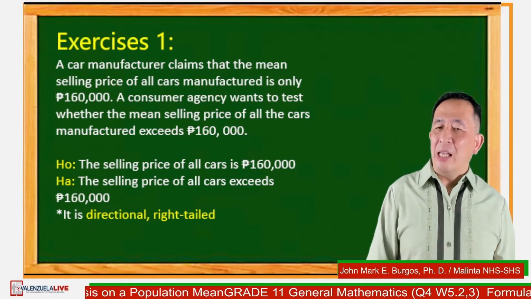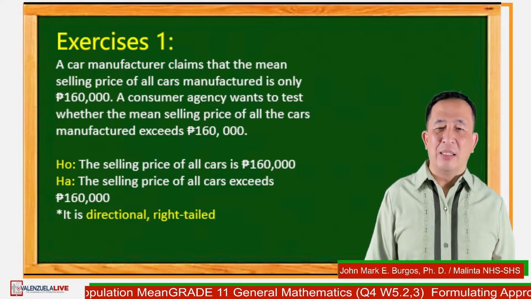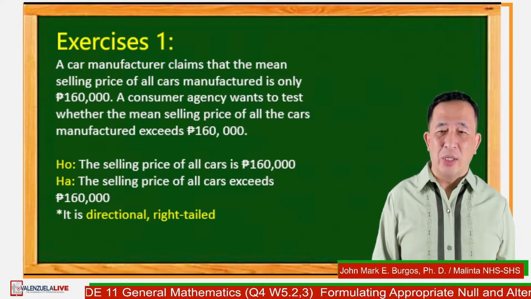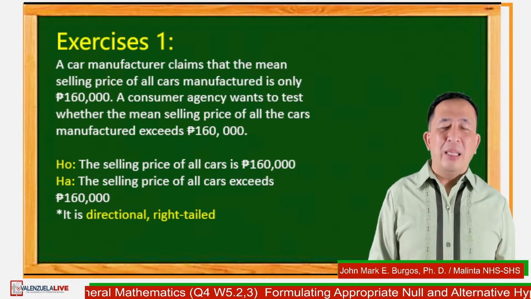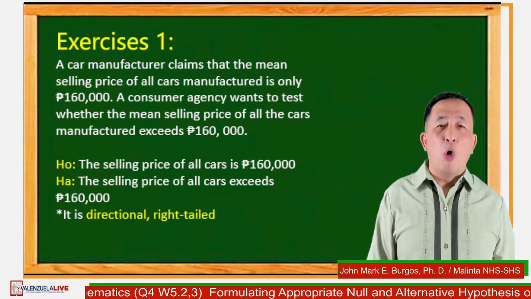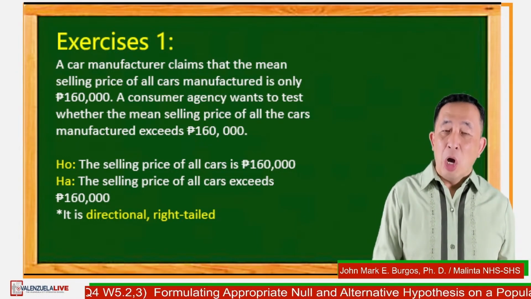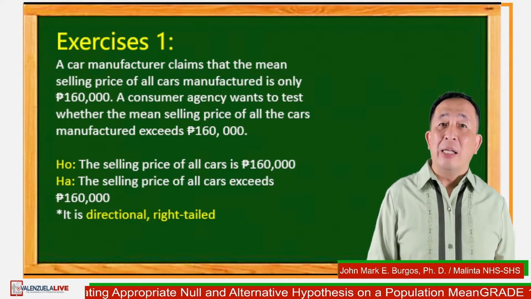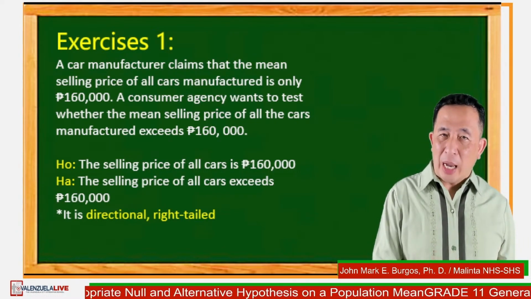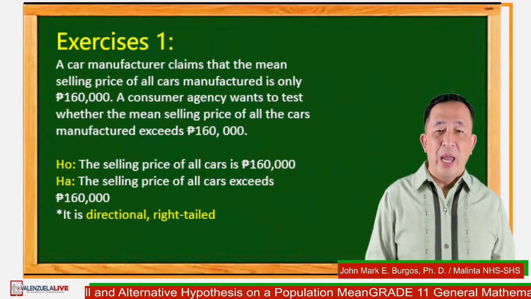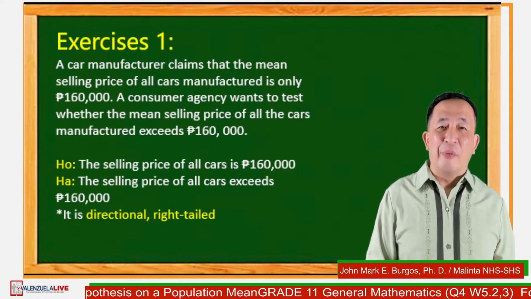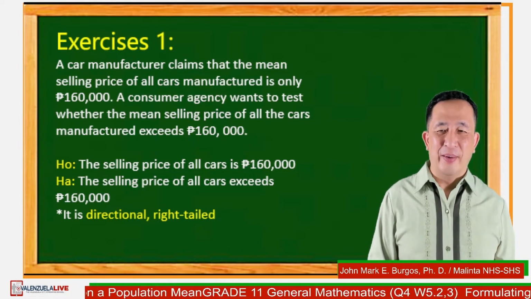And since the alternative hypothesis is exceeds 160,000 pesos, it is in the directional or in the right tail. Always remember that when you say exceeds, we are dealing on the positive side of the normal curve, and if that is on the positive side, that will be right-tailed.